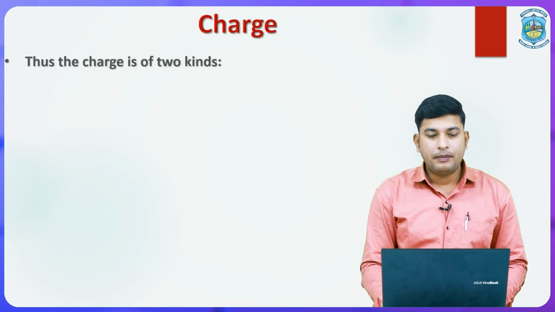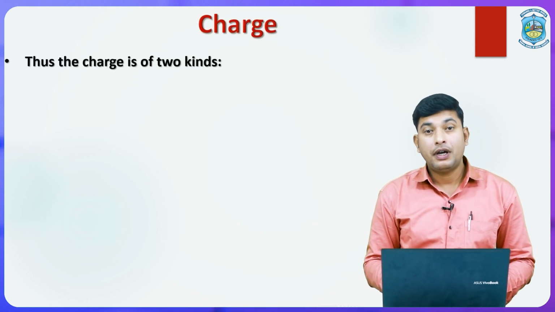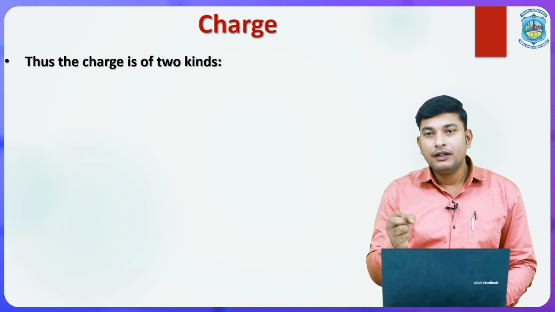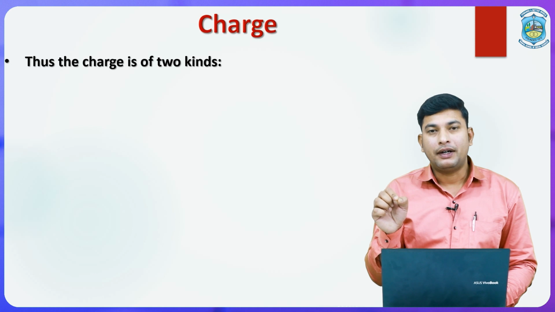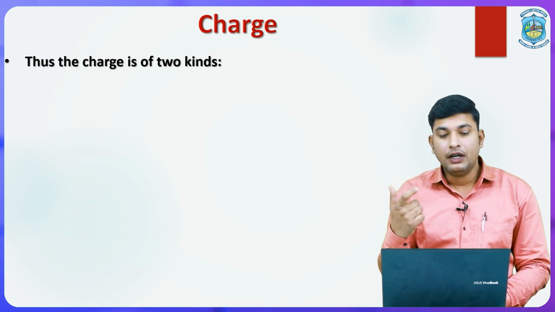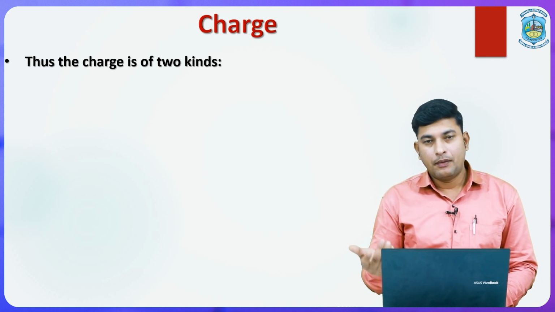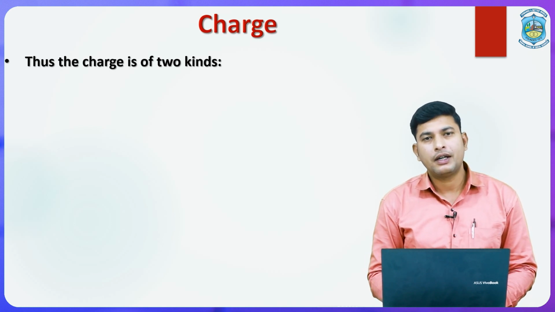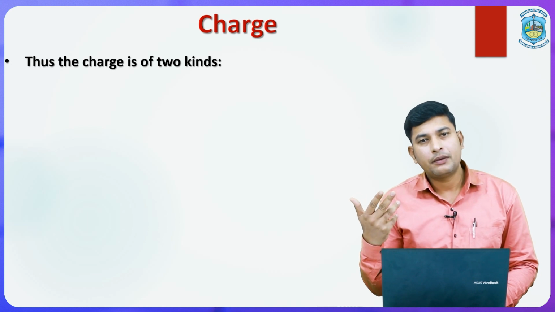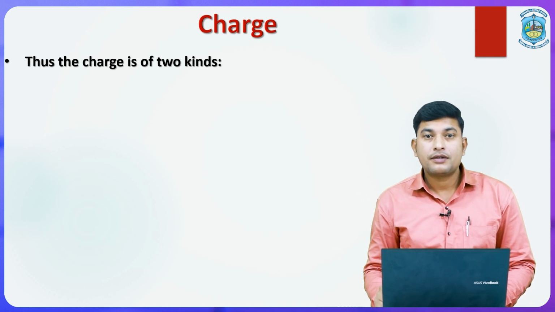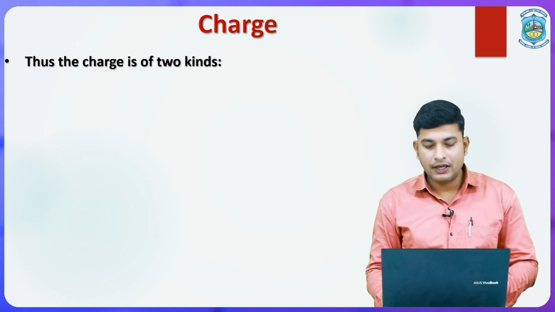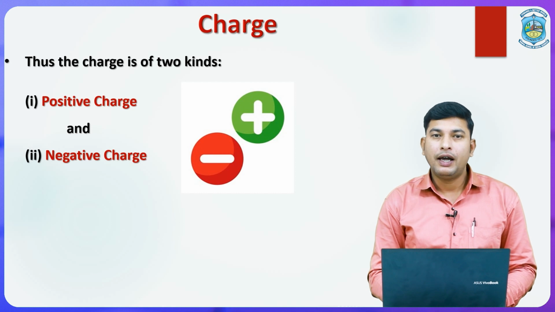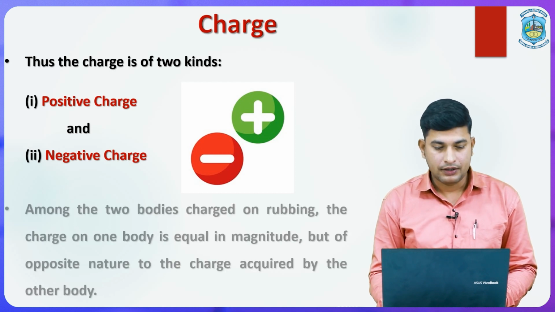So these are some basic descriptions of why any object is capable of attracting some lighter-weight particles or substances. One important part that comes out of this discussion is the charge. We have discussed positive charge and negative charge, how a substance gets positively charged and how a substance gets negatively charged. So basically, we can say that charge has two types: positive charge and negative charge.